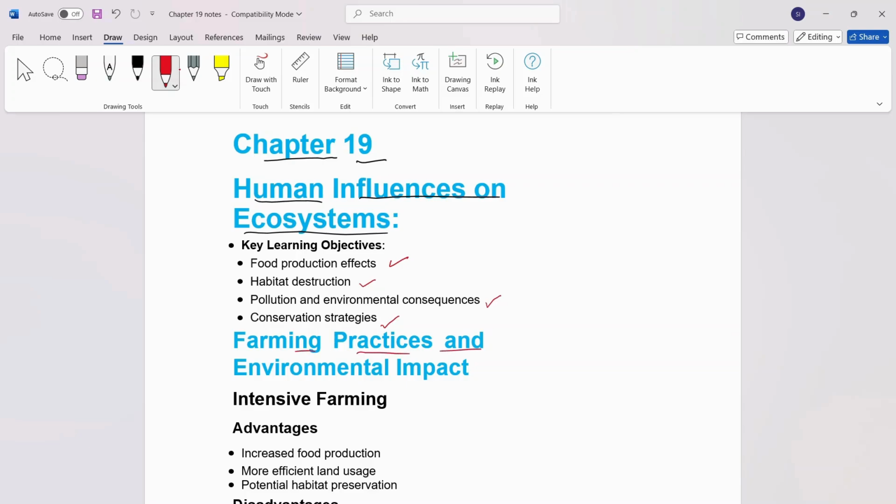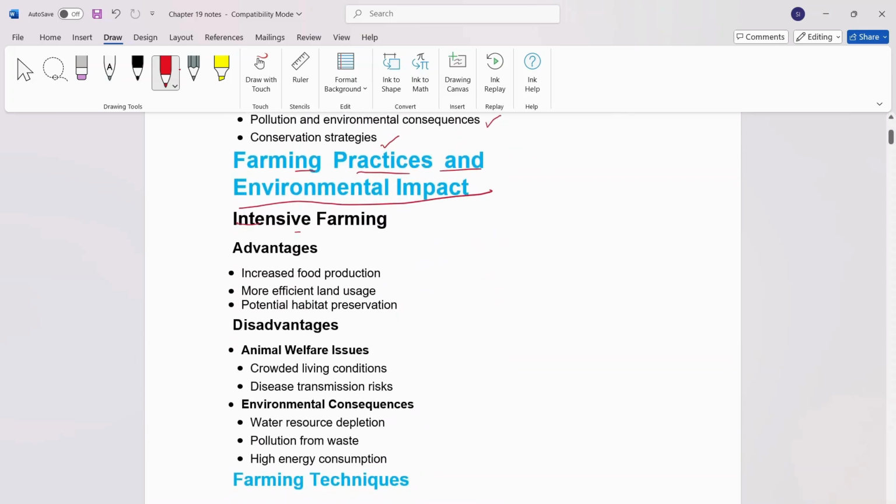Farming practices and environmental impact. Let's talk about it. Intensive farming. Okay, what are the advantages of intensive farming? Increased food production, more efficient land usage, potential habitat preservation.